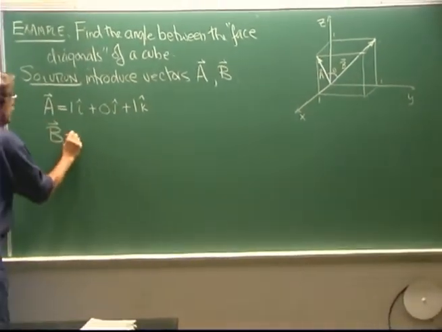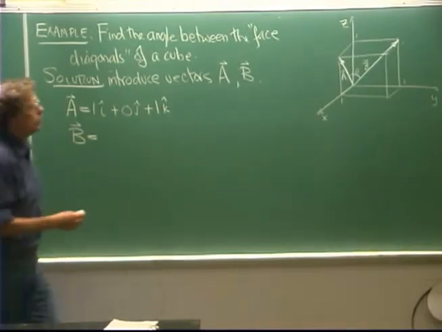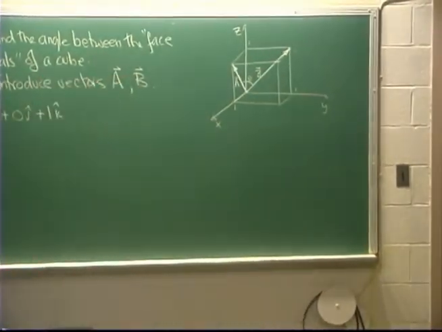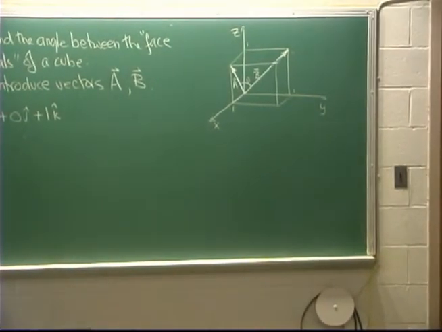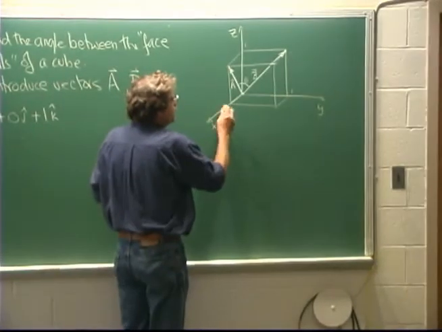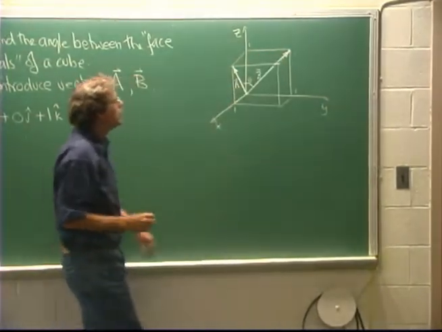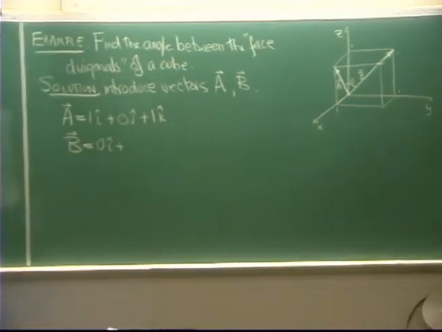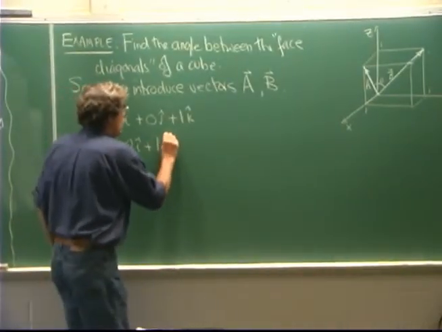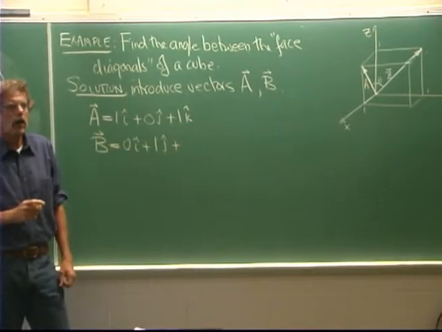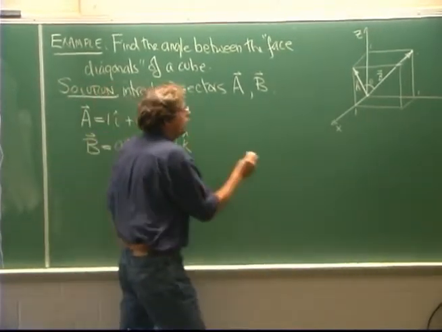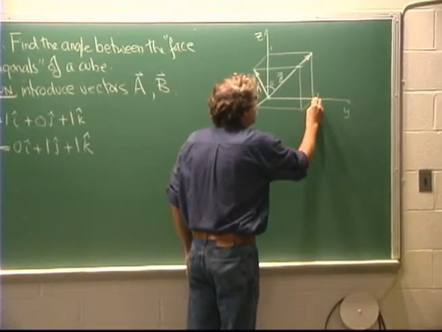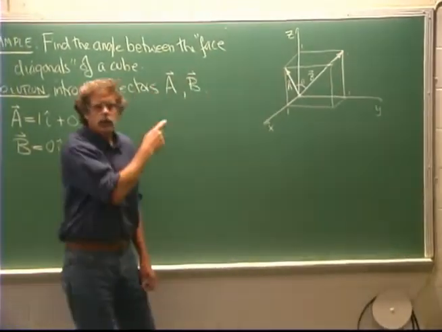Same job on B. For B, now this is a vector to that back side. What's the x component? 0. I'm not going to go in the x direction at all. That back face is entirely in the yz plane. So it's 0 i hat plus y component, 1, and z component, likewise 1. I'm going to go from here, nothing in the x direction, 1 unit in the y direction, 1 unit in the z direction. That'll give me the vector B.